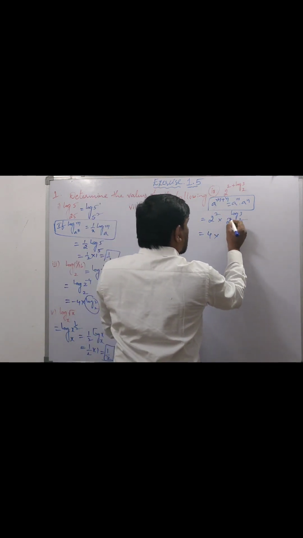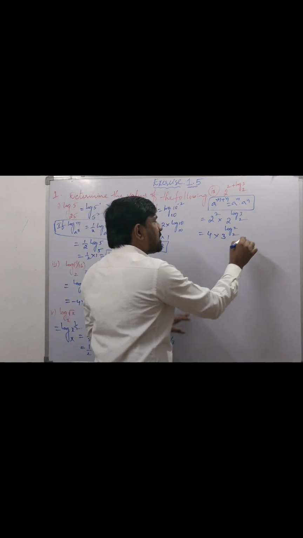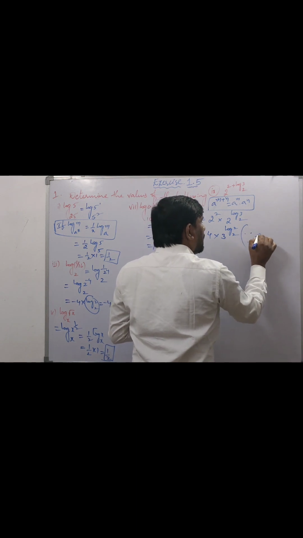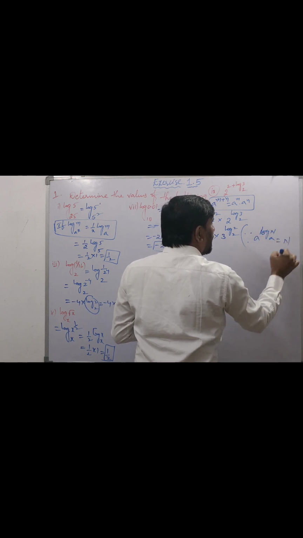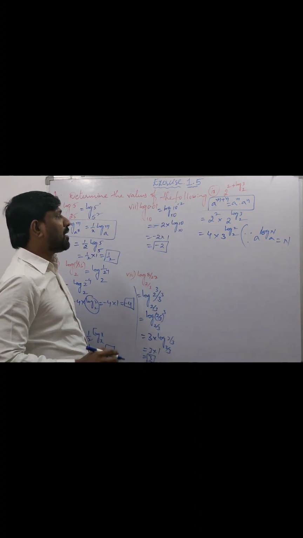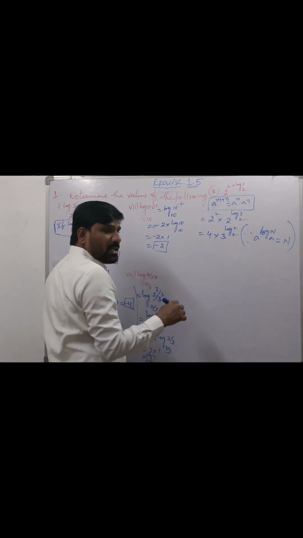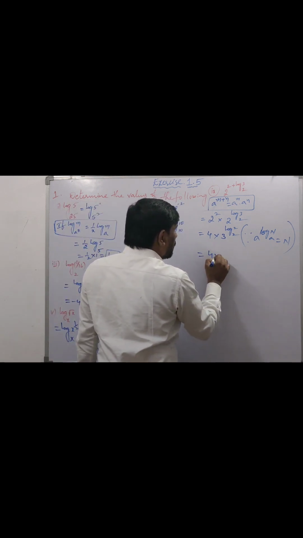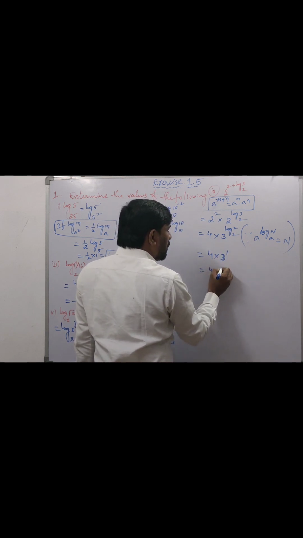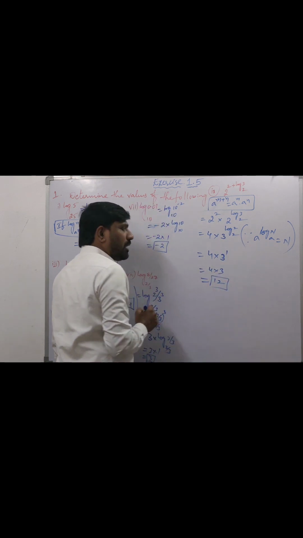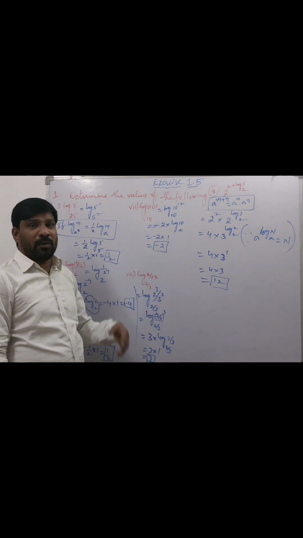So I will interchange this 3 to the power log 2 to the base 2. Can I? Since a to the power logarithm of n to the base a can be written as n only. So which is nothing but n to the power log a to the base a. Now 4 into 3 to the power logarithm of 2 to the base 2 is 1. So 4 into 3 power 1 is 3. 4 into 3, 12 is your required answer. Clear? This is about the first bit of the 1.5 exercise.